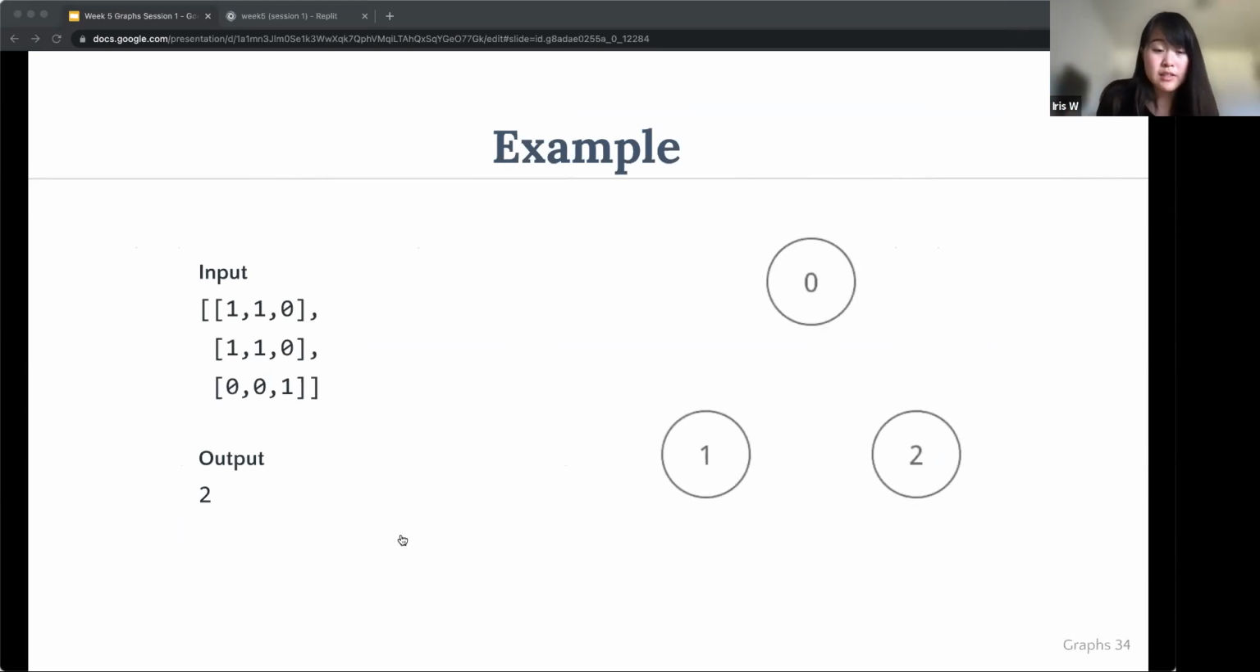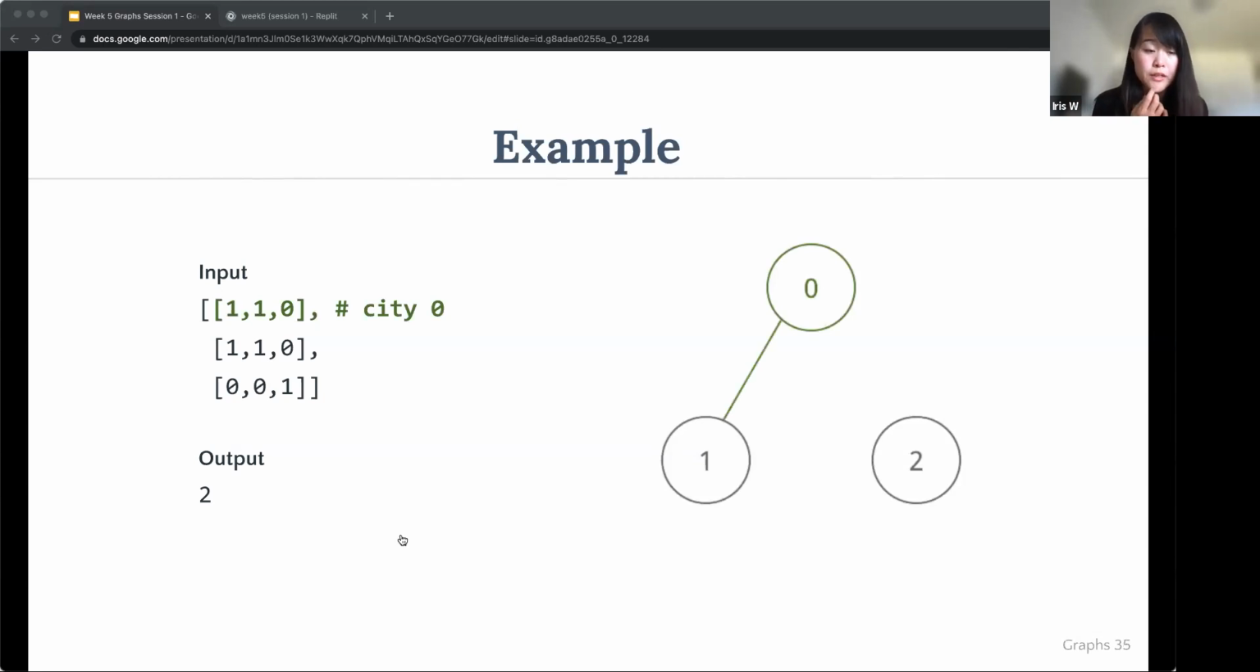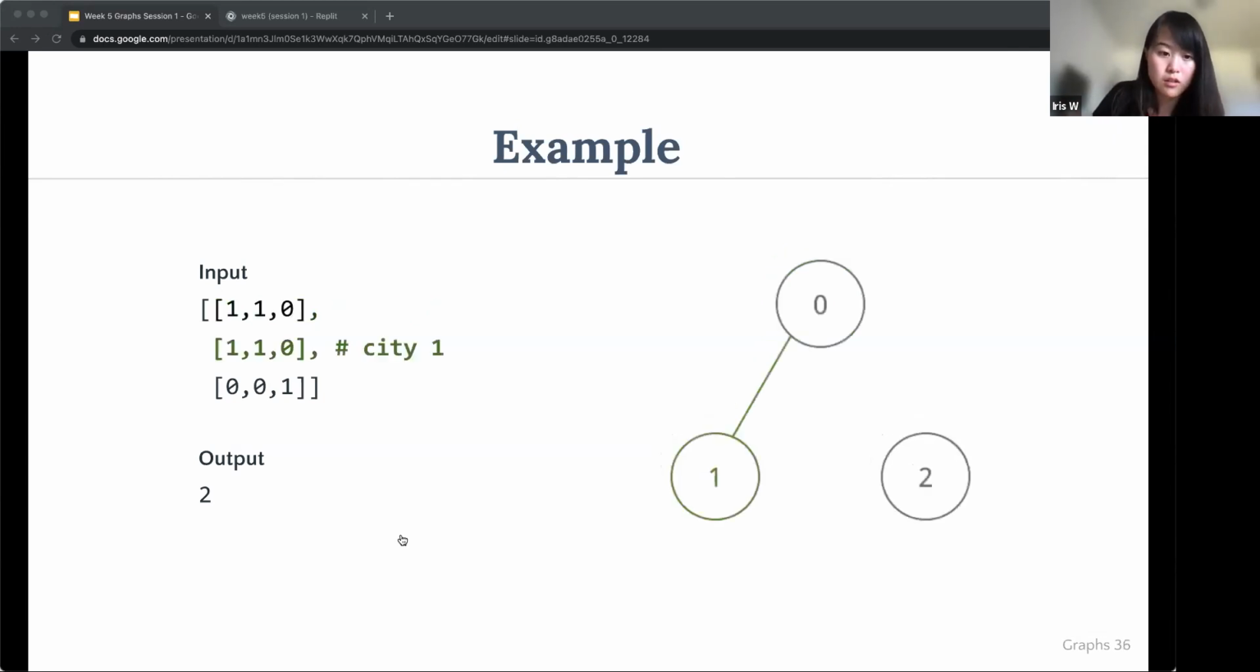So in this example, if we were to try to build up what the graph representation looks like, we have 3 different cities because there are 3 different rows. You have city 0, 1, 2 corresponding to the different rows in the adjacency matrix. Starting from city 0, it's considered that city 0 is in a province with itself, so it's set to 1 there. City 0 and 1 have a connection, so there's an edge there, but city 0 and city 2 don't have a connection, so we don't create an edge there. All right, if we go to city 1, we see that city 1 has a connection to city 0. So you can see that this is an undirected edge relationship.